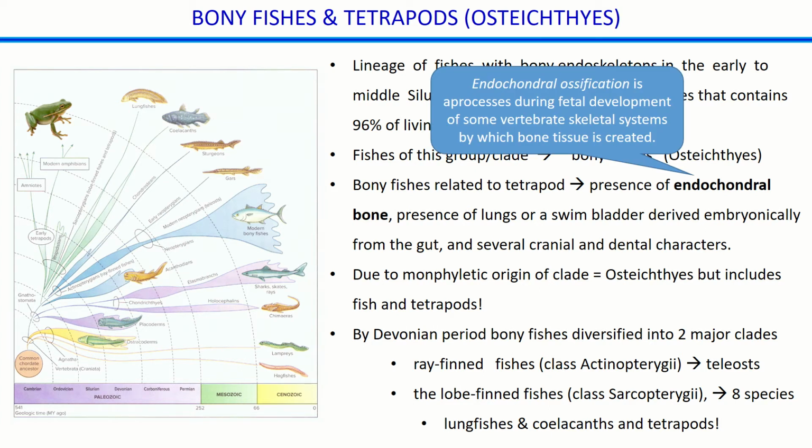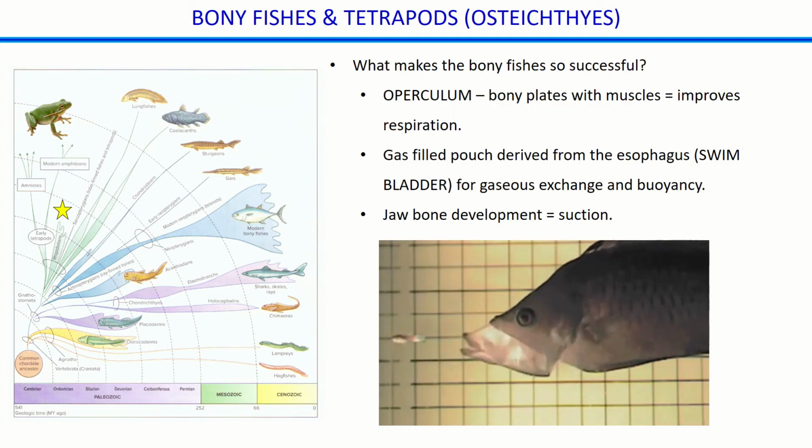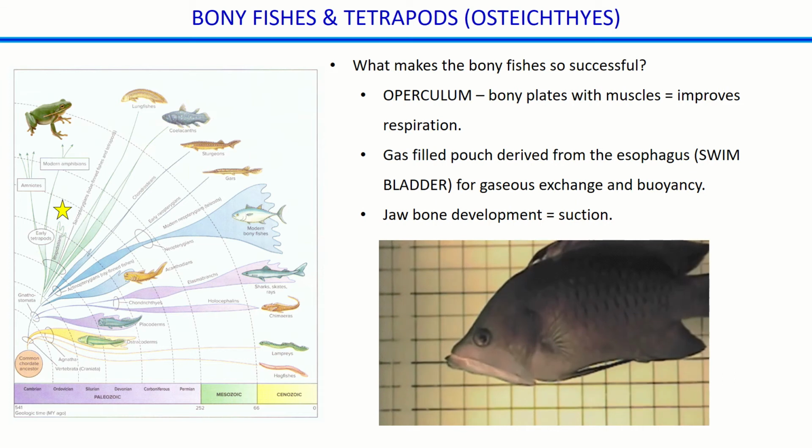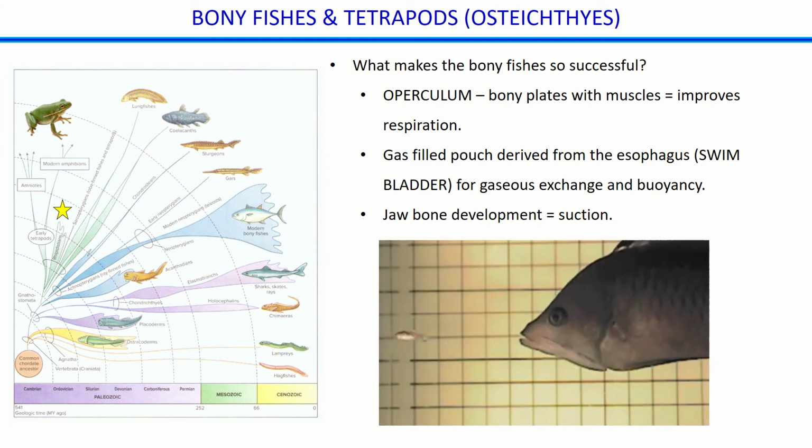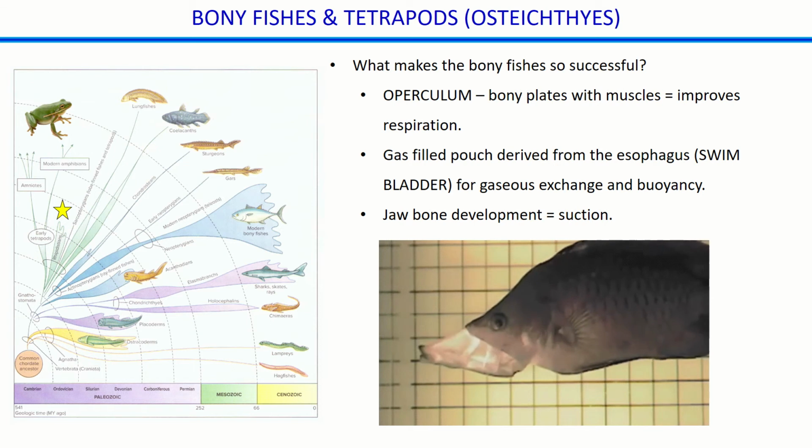Cool. Okay, endochondral ossification is a process during fetal development of some vertebrates' skeletal systems by which bone tissue is created. That's what that word means. Okay, as I said, it's just the bony formation that you have from your cartilage into this bony substance, which is characteristic. Okay, what makes them so successful? Do you remember this picture? Okay, those are one of the characteristics that make the Osteichthyes so successful.